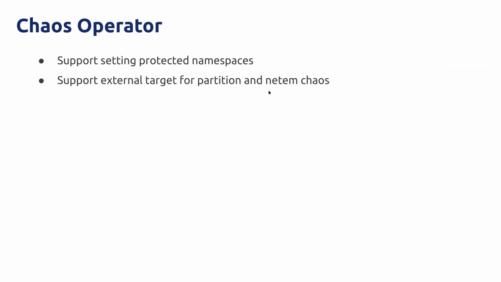Another feature is about network chaos. We added an external target field in the network chaos object, so if you want to inject network faults between your application and external nodes, you can. Some users were eager for this feature before, and now we can use it.